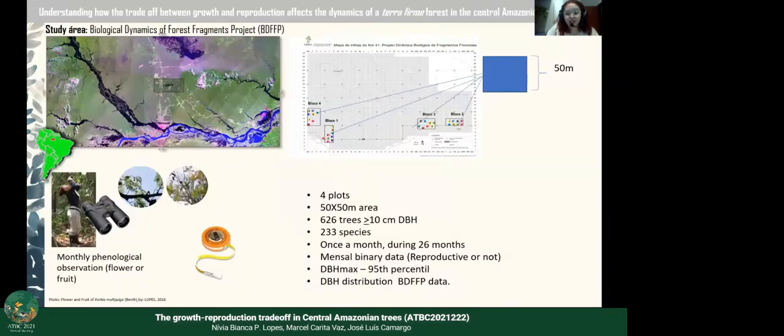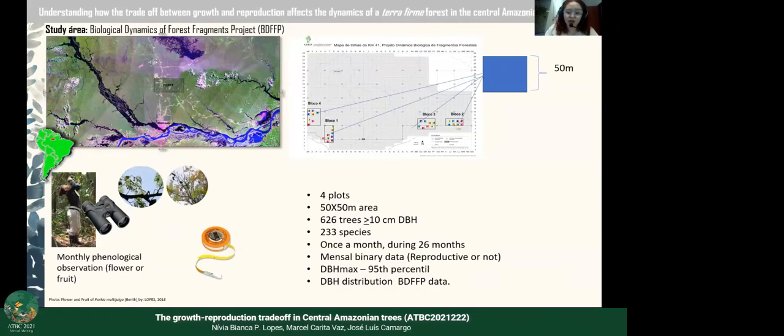The best place to test diversity hypothesis is one, if not the most, diverse forest in the world. So we studied pristine forest in the central Amazon, Brazil. In this location, we used four plots with a total area of 1 hectare and that contained 626 trees from 233 different species. We visited each of these trees once a month and checked if there was any sign of reproduction, buds, flowers, or fruits.